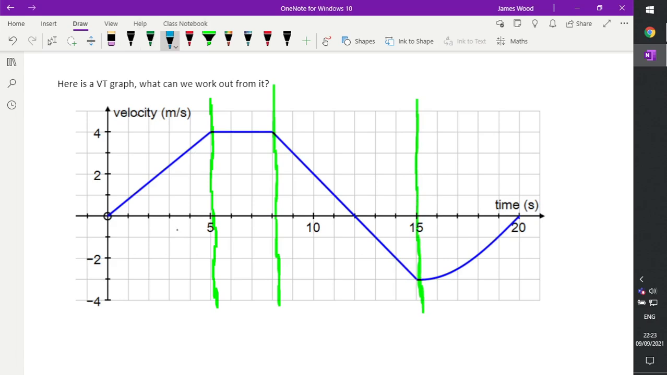So in the first section, bear in mind this is a velocity time graph, the gradient is constant. Okay, the gradient's constant, so therefore the rate of change of velocity is constant, so therefore the acceleration is constant.